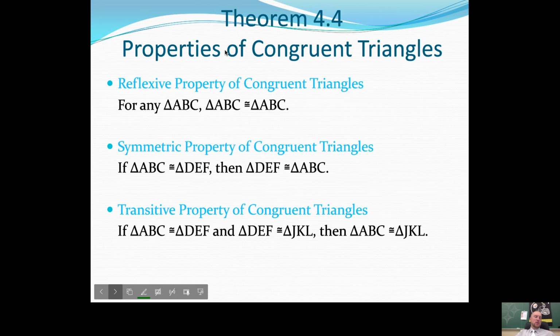Theorem 4.4 talks about properties of congruent triangles, so we have the same reflexive, symmetric, and transitive properties that we're aware of, but this theorem is telling you that it works for triangles also, not just segments or angles or numbers. So if you have a triangle, it's obviously congruent to itself. If you have two triangles and they're congruent to each other, they're congruent to each other either way you write them. And then your transitive property says if you have three triangles and any two pairs of them are congruent, then that third pair would be congruent as well.